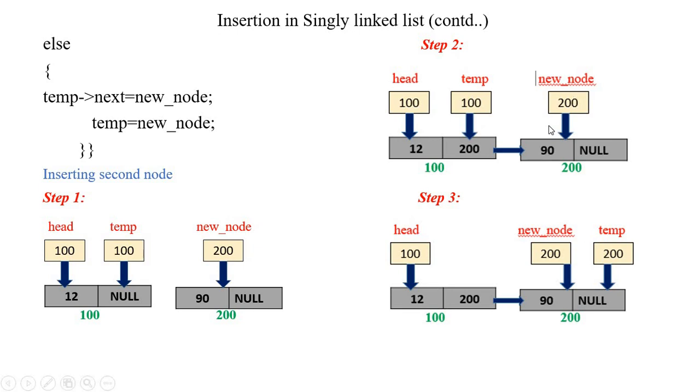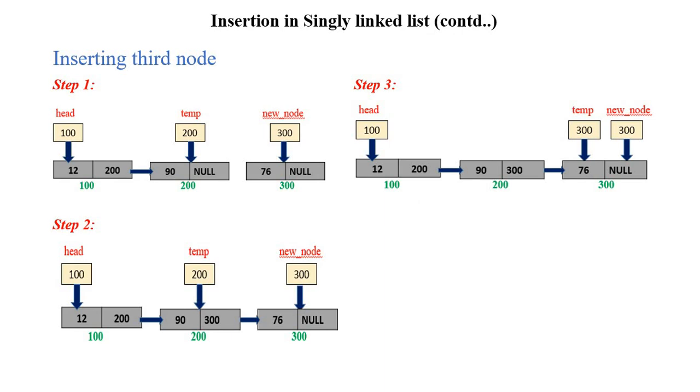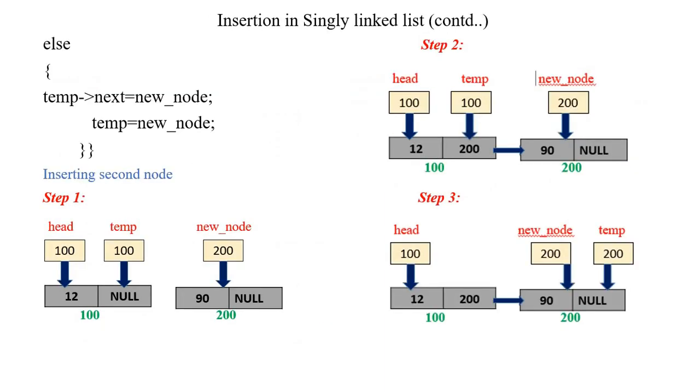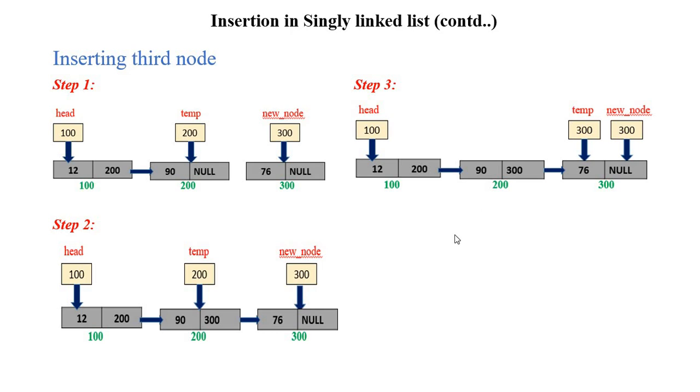So now look here, temp next. The third step is I have to shift temp to the next position. Why so? Suppose, imagine I'm going to insert the third node. If I'm not shifting this temp, imagine temp is still in this particular position, the first node. I haven't shifted the temp.